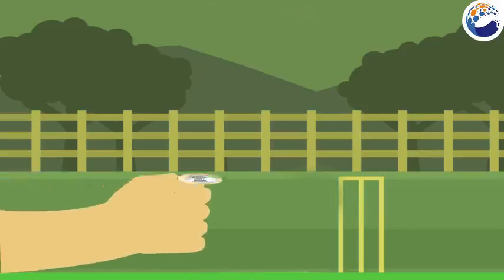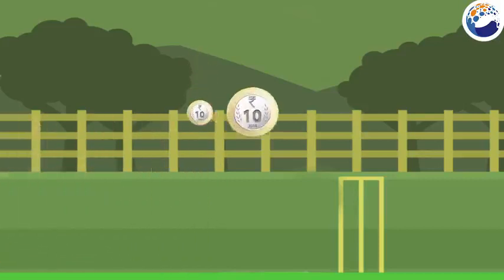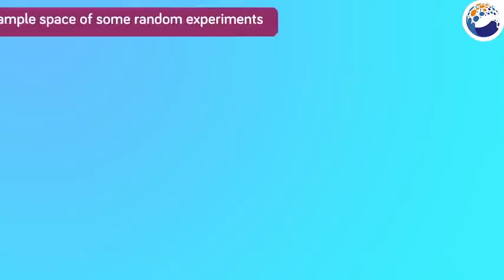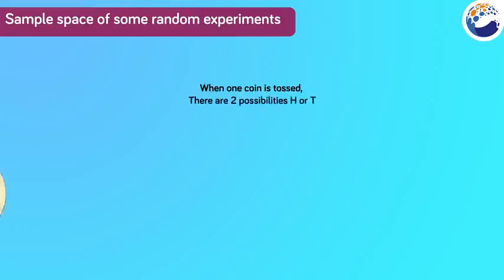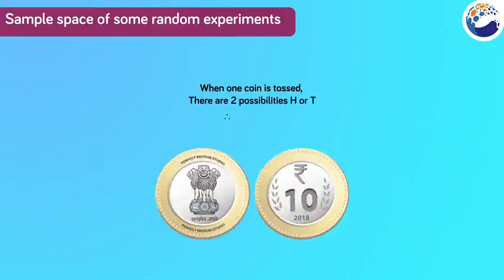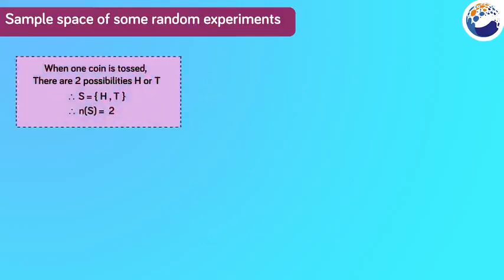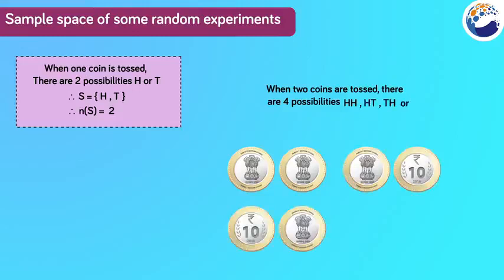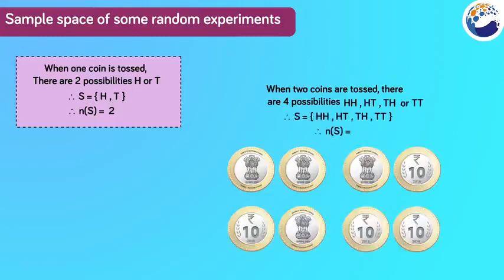Tossing a coin is also an example of a random experiment. Sample space of some random experiments. When one coin is tossed, there are 2 possibilities, head or tail. Therefore, S = {head, tail}. n(S) = 2. When 2 coins are tossed, there are 4 possibilities. Therefore, S = {HH, HT, TH, TT}. n(S) = 4.